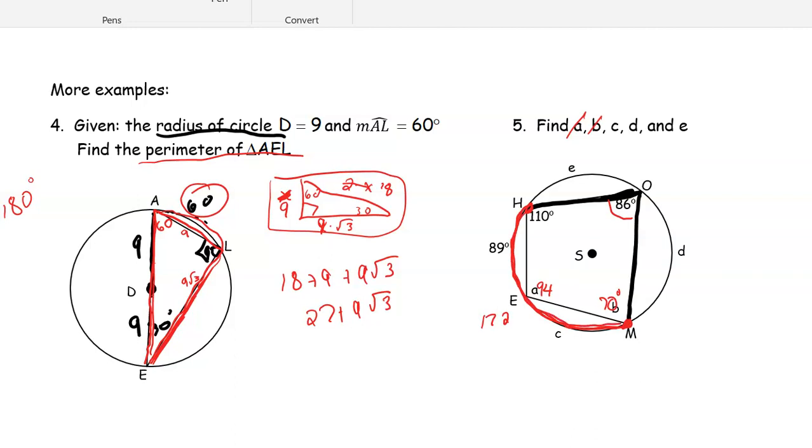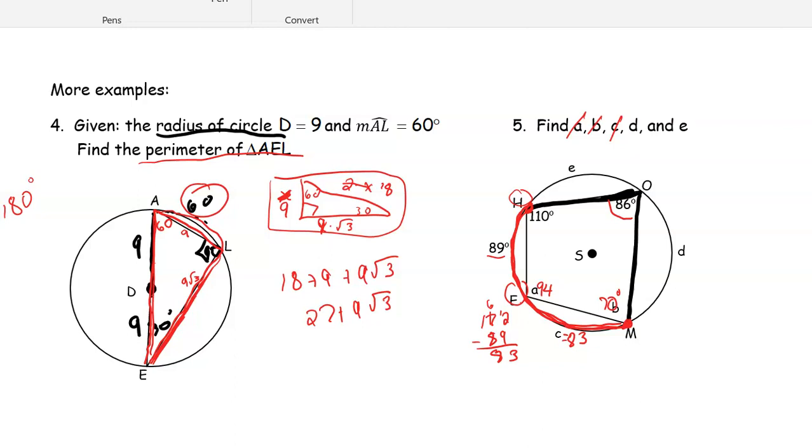But we already know that from H to E, that's 89. So from E to M must be 172. Take away the 89 that we already know. We should get this then to be 83 degrees. All right, so that we have C.